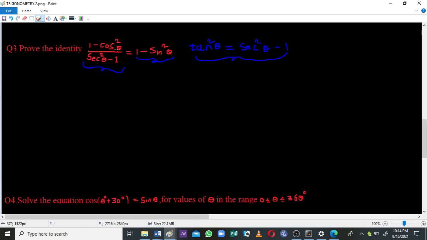Okay, and then we also know that, let me write it here, the other identity you need to know is that sine squared theta is equal to 1 minus cos squared theta, right? So all these are basic identities that we have discussed.